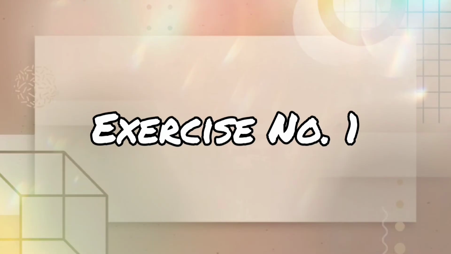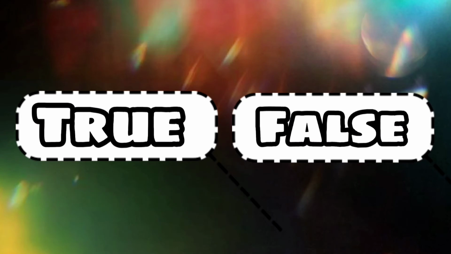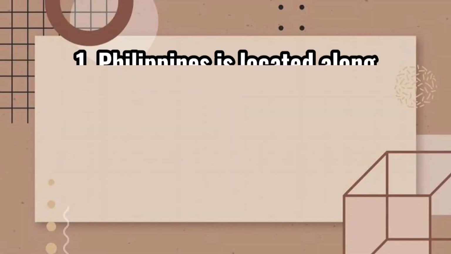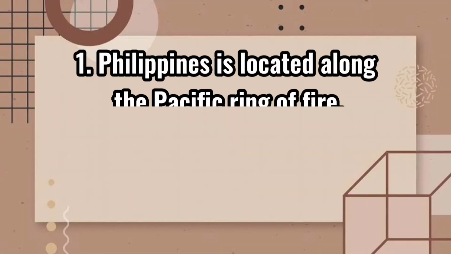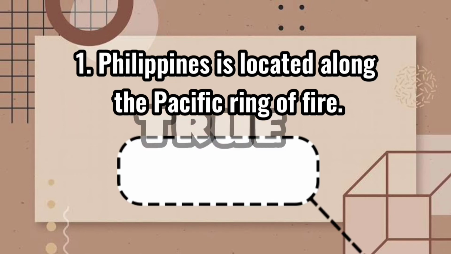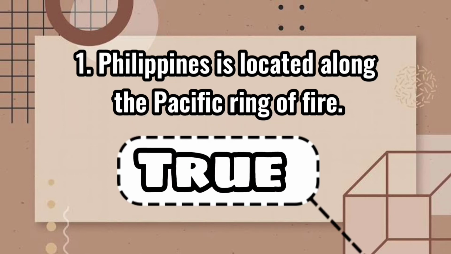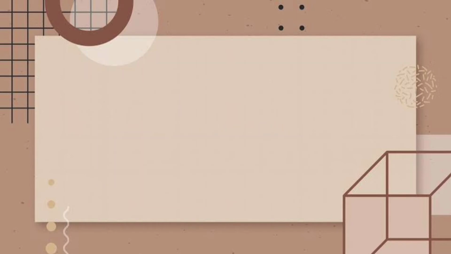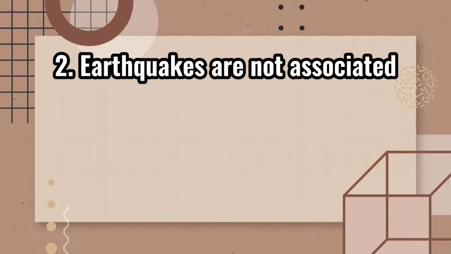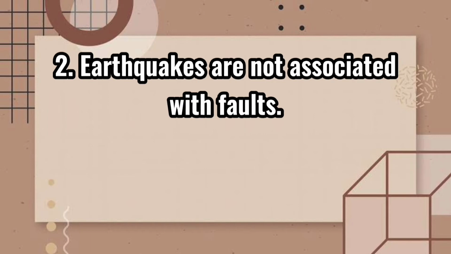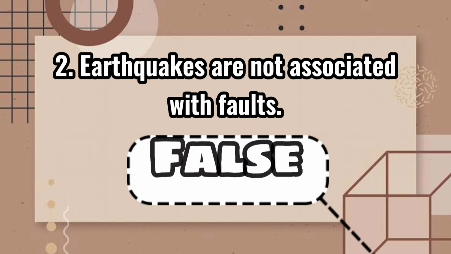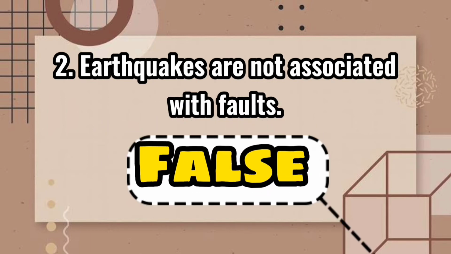Let us try to answer this exercise. You may answer true or false. Number 1. Philippines is located along the Pacific Ring of Fire. If you answered true, you are correct. Number 2. Earthquakes are not associated with faults. If you answered false, then you are right.